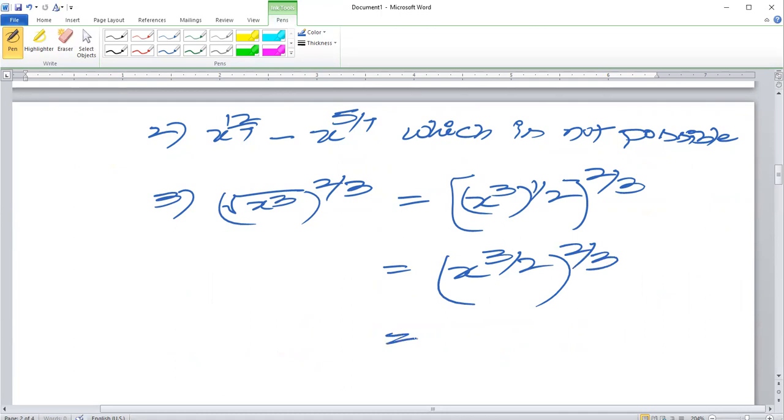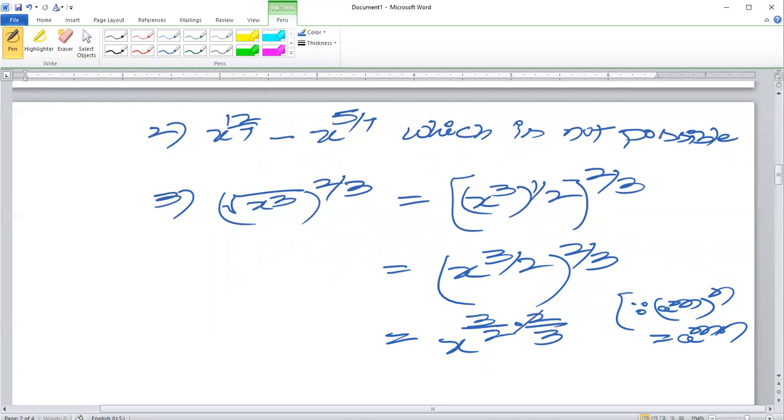So again we can apply here also. a to the power of m whole to the power of n is a to the power of mn. So now this is x to the power of 3 by 2 into 2 by 3. So 2 gets cancelled and 3 gets cancelled. So x power 1. So this is equal to x.